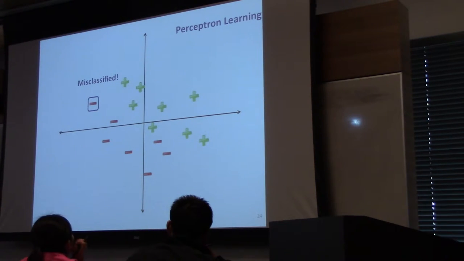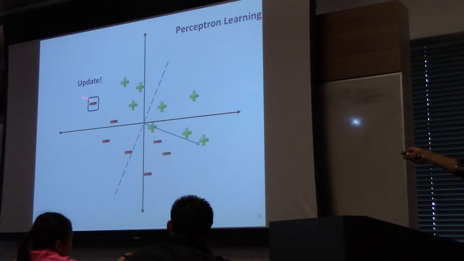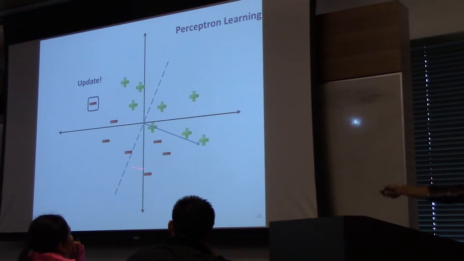We arbitrarily chose this example, and remember the weight vector is 0 at the beginning, so it's always misclassified at the very beginning. So we make an update in the negative direction, because this is a negative example. This is our current weight vector after one update. Everything over here is going to be classified as positive by our current model, and everything over here is going to be classified as negative.